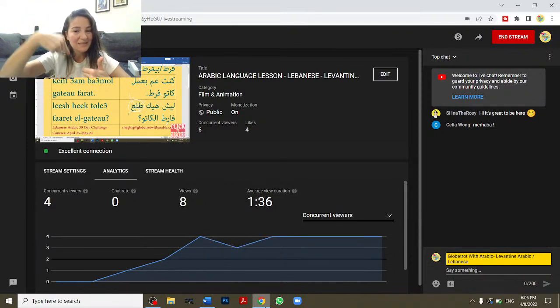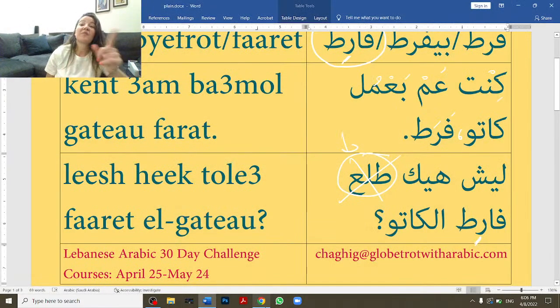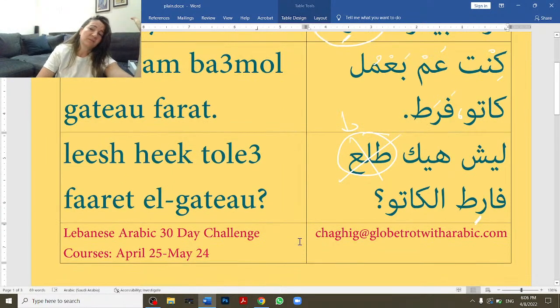Farit with a kasra under the ra. Farit. That's the participle we're using as an adjective. Farit. Okay? ليش هيك فارت الجاتو? So I'm seeing the state of the cake. Okay? وفرت الجاتو, I'm just saying it crumbled in the past. Okay? So يلا say out loud with me. I'm gonna say it slowly. كنت عم بعمل جاتو فرت.